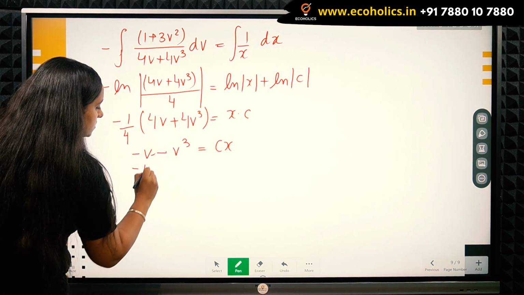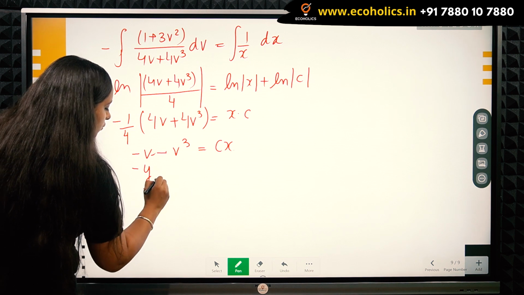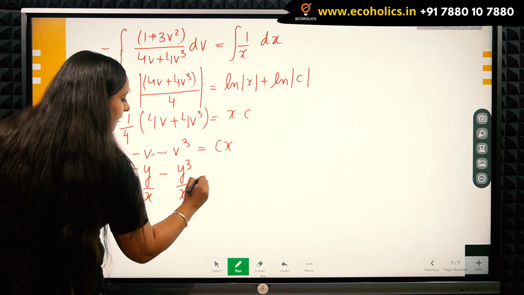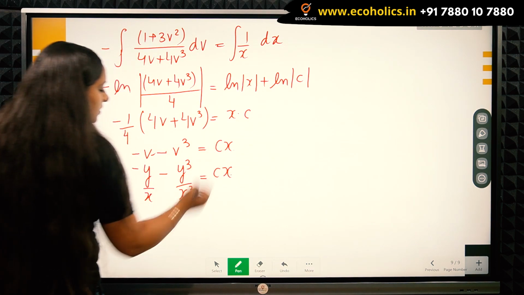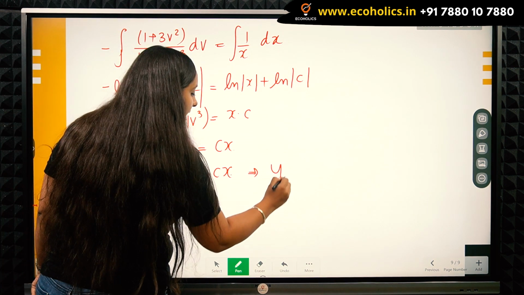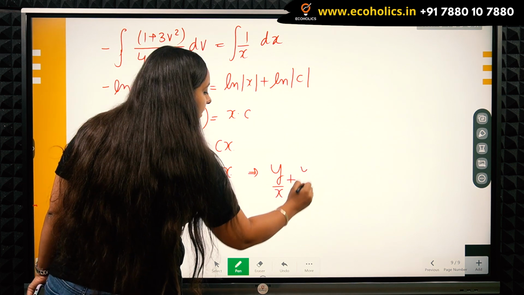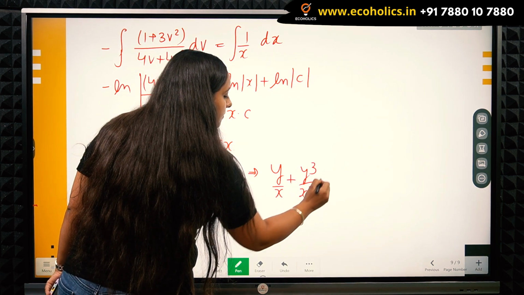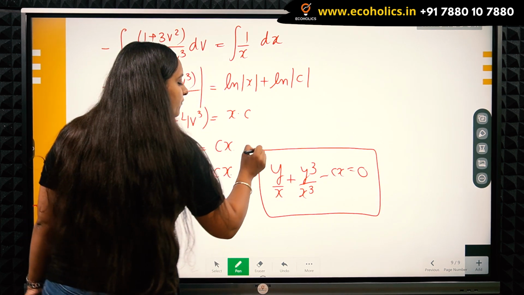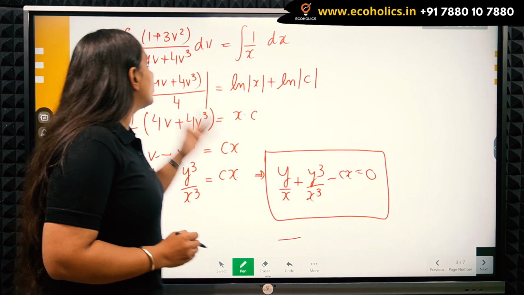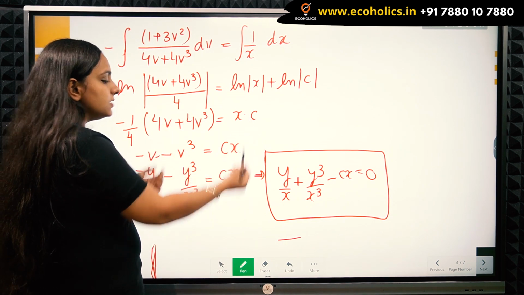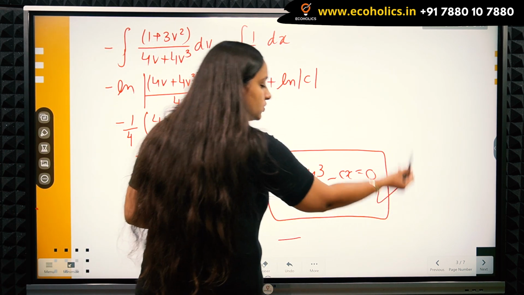So I will just substitute it. Yeah, so I can take minus common and I will get what? I will get y by x plus y cube by x cube minus cx equals to 0. So this is the answer to my differential equation. So when we equated both values of dy by dx and we integrated this, we got this as our answer. This was our answer.